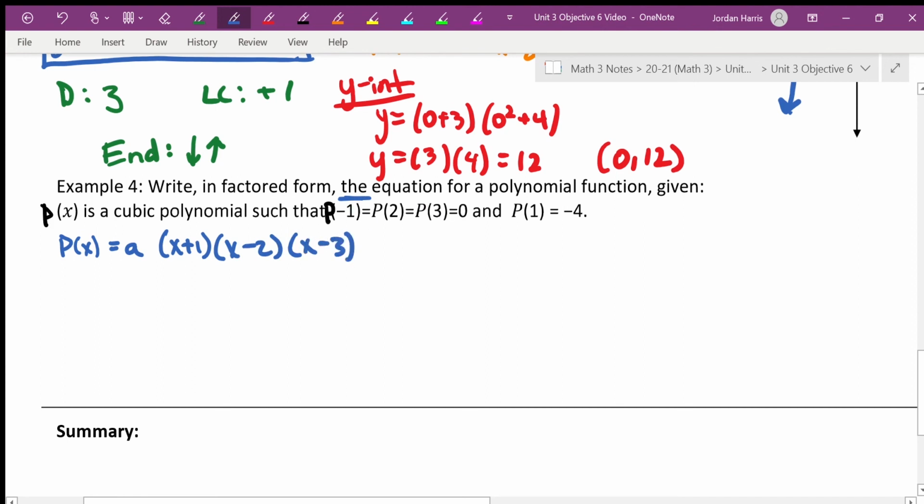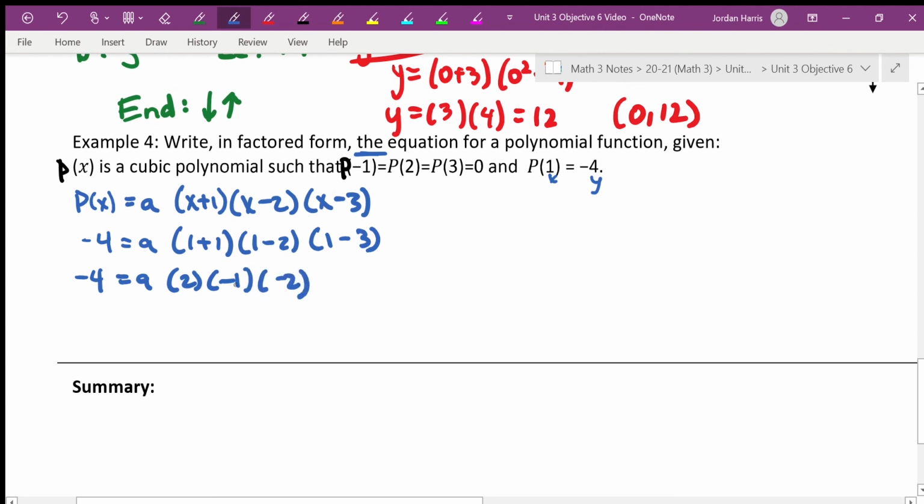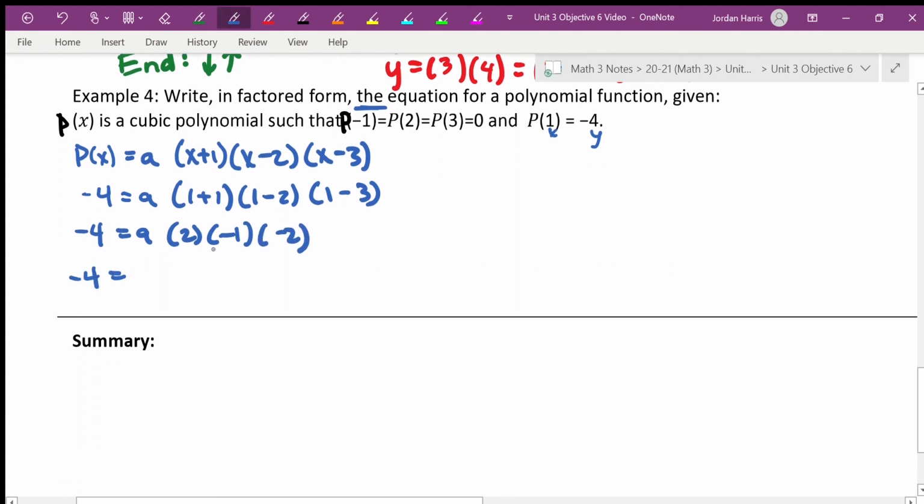It's always the opposite sign of the actual x-intercept. Then we have x and y to plug in. P of x is just y. So I get negative 4 equals a times 1 plus 1, 1 minus 2, 1 minus 3. So 2, negative 1, negative 2. Remember, negative times a negative makes a positive. So I end up with positive 4a, divide, a equals negative 1. So p of x equals negative 1, x plus 1, x minus 2, x minus 3.